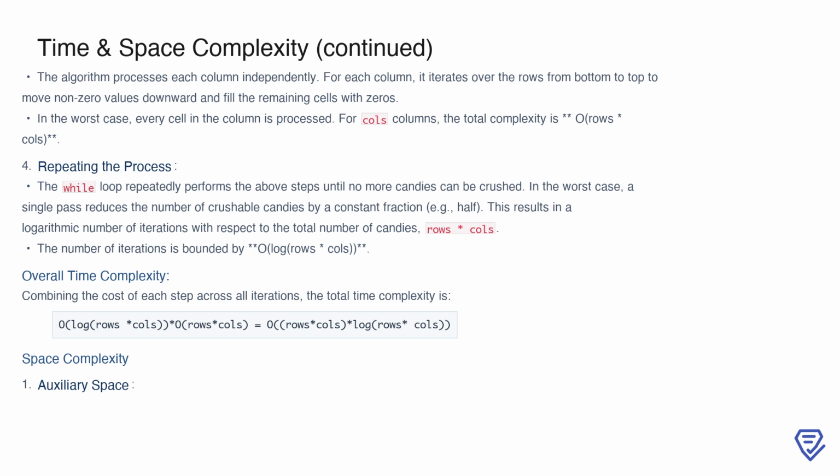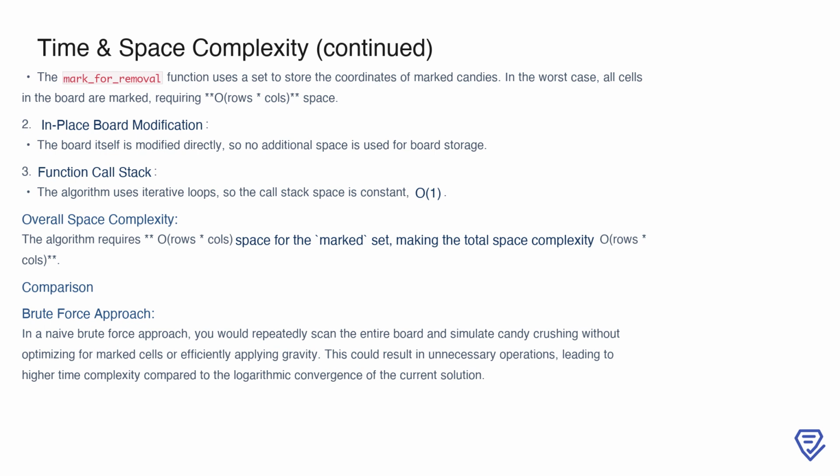The space complexity of the algorithm is primarily influenced by auxiliary structures and in-place operations. The mark_for_removal function uses a set to store the coordinates of candies marked for removal. In the worst case, all cells in the board could be marked, requiring O(rows * cols) space. Since the board is modified directly during the crushing and gravity steps, no additional space is needed for board storage. Furthermore, the algorithm uses iterative loops rather than recursion, so the function call stack space is constant, O(1).